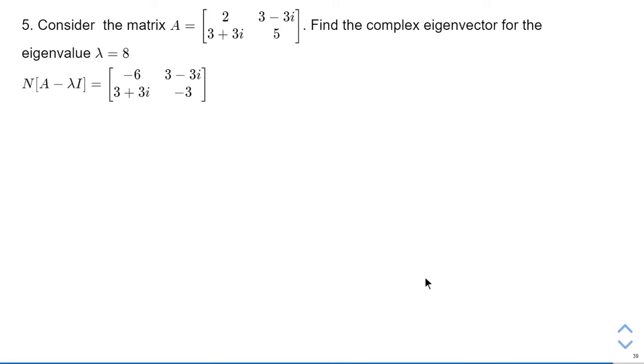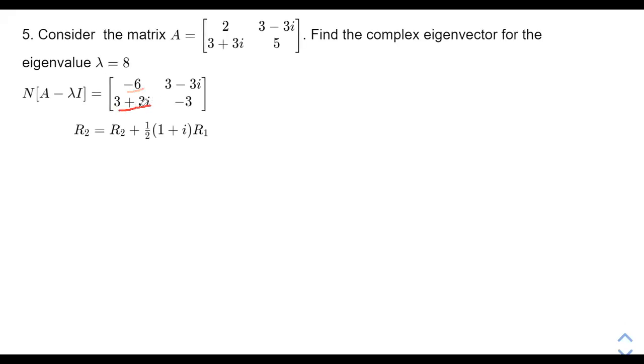I have taken this matrix from the lecture, so I am just going to show you how to obtain the eigenvector for this matrix for the given eigenvalue. So what do you do? First we have to row reduce. You just notice that I have -6 here, 3 plus 3i here, so I have to make this 0. So what should I do?